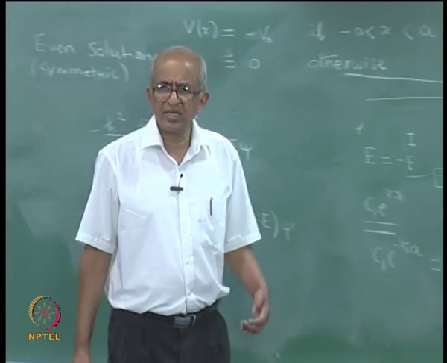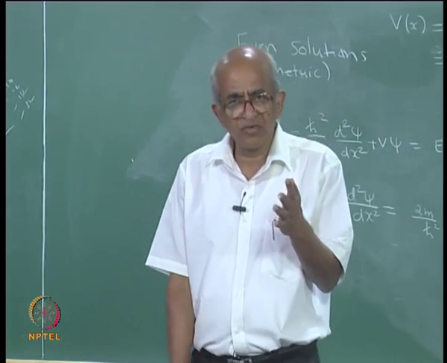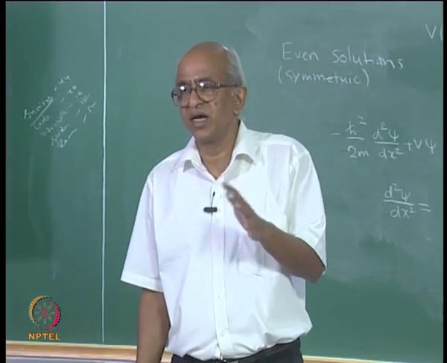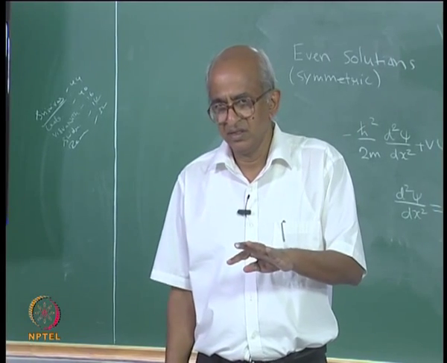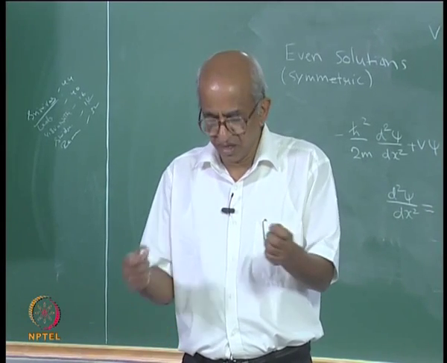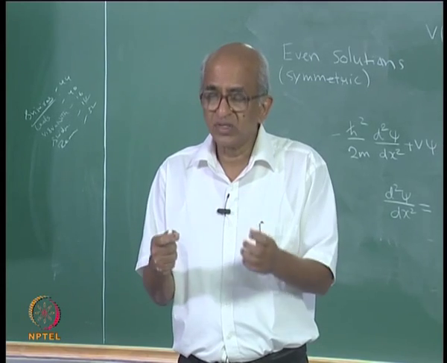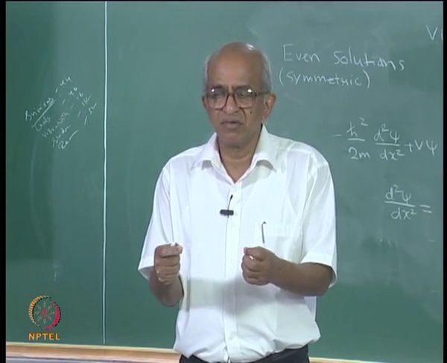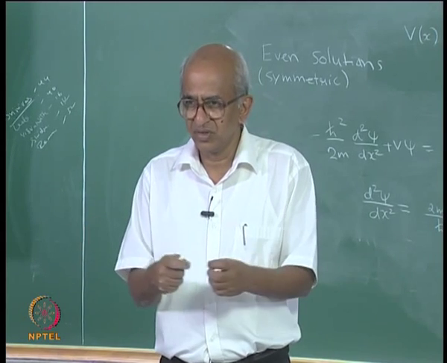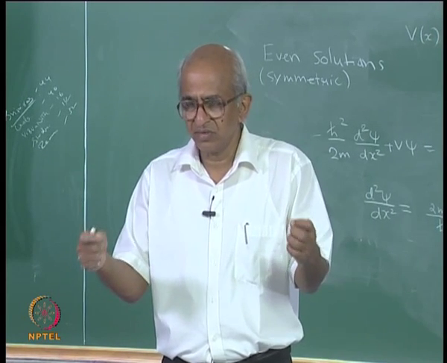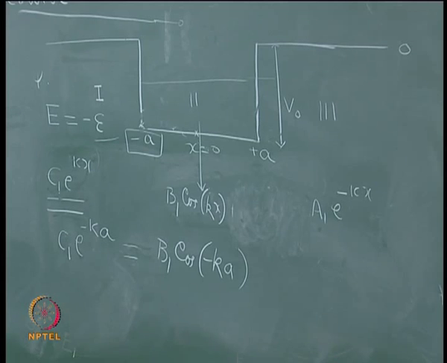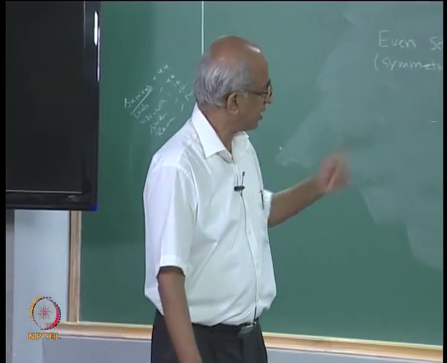See, why do I do that? The answer is actually extremely simple. I want to find out relationships between C1 and B1. How do I do that? I have to impose the condition that the wave function and its derivative are both continuous. That is the way in which I will determine the constants C1 and B1. Not only the wave function, its derivative also should be continuous.